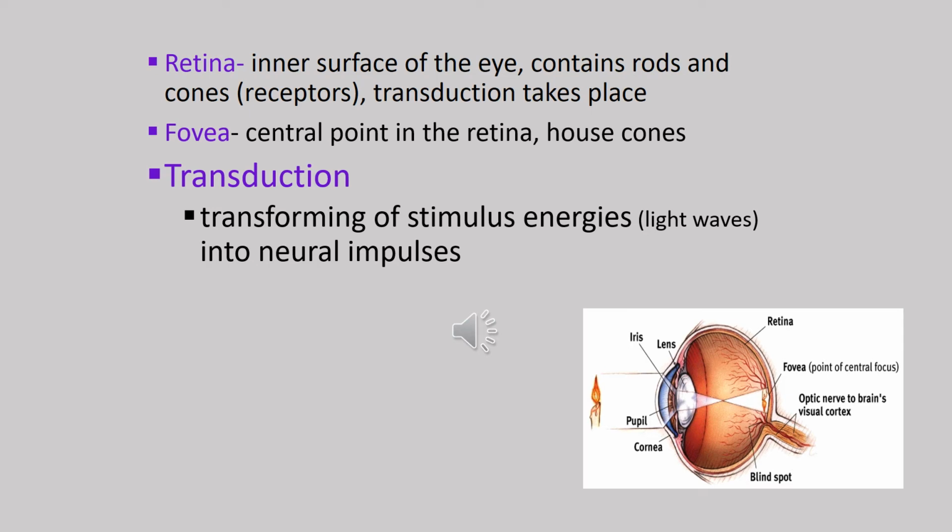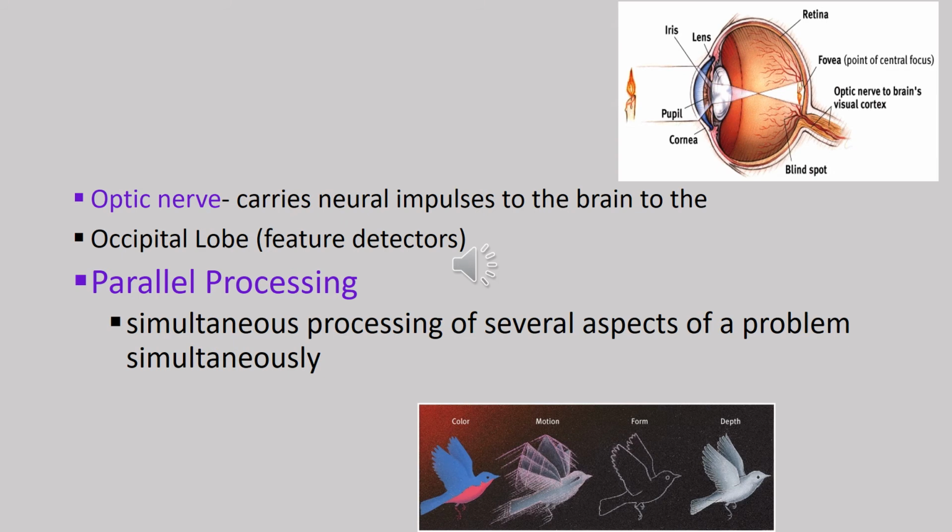The center portion of the retina, we call the fovea. This is where your cones are located. The fovea contains the cones, and the rods are in the peripheral part of the eye. So once again, the light waves will pass through the pupil and be cast onto the lens. The lens will change shape in order to cast that image onto the inner surface of the eye, the retina.